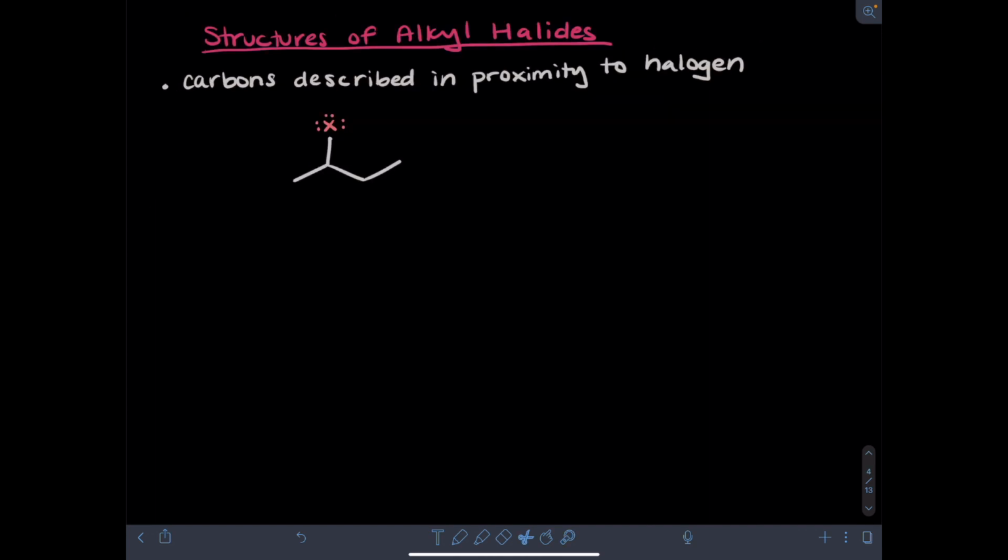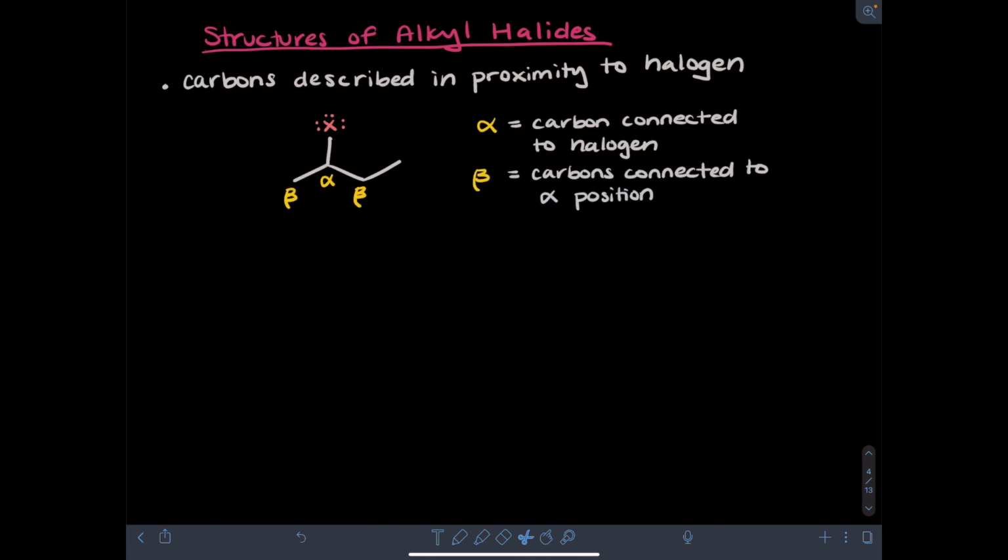To describe the structure of alkyl halides, I want to discuss some terminology. We'll label the carbons with Greek letters to describe their proximity to the halogen. The carbon that is directly connected to the halide is known as the alpha carbon, or alpha position. The carbons attached to the alpha position, one further away from the halide, are known as beta carbons, or the beta positions. And going one further away is known as the gamma position.